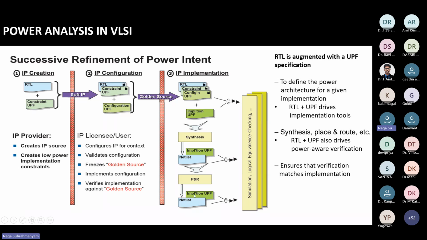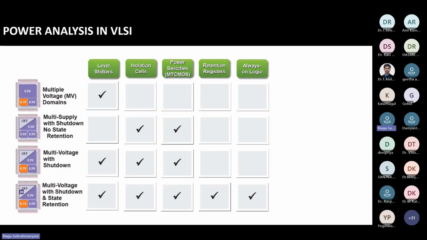In the initial days, these level shifters, isolation cells, retention cells, different power domains, different voltage domains were all not there. So these are the different combinations. Suppose there are multiple voltage domains, level shifters are required. Isolation cells are not required. Power switches are not required. Retention registers are not required. Always-on logic is not required.